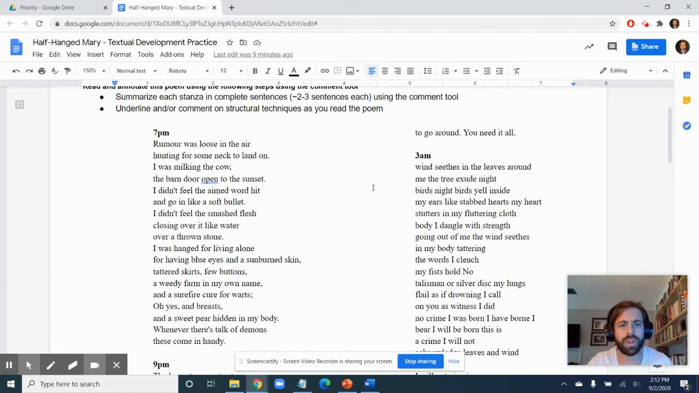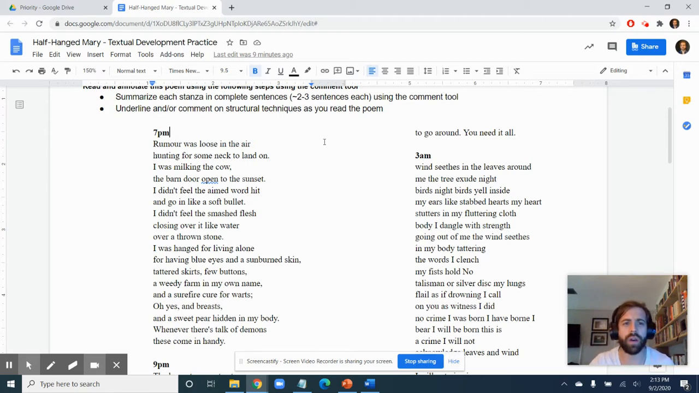So let's read through the first stanza together. Remember, a stanza is like the first paragraph of this poem. This stanza is nice because it's even titled. It's titled 7 p.m.